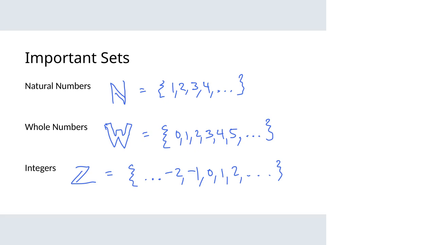So those three sets, we're going to bounce around a little bit from time to time. I just want to make sure you're familiar with those sets, what's included in them, and what the abbreviations mean. Are there any questions about those sets of numbers?